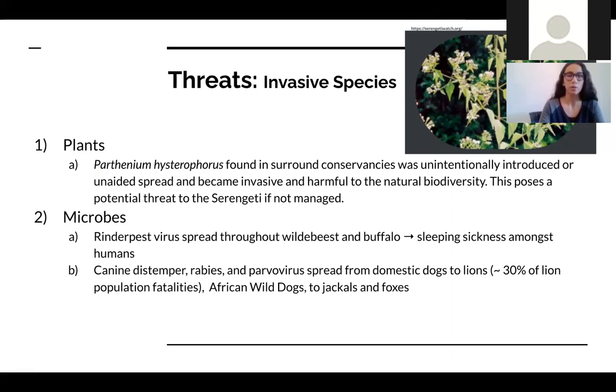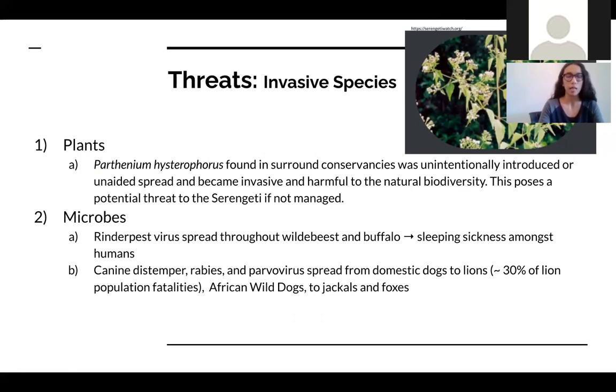This study has shown that while it can be managed, if it is not monitored, there is potential for Parthenium hysterophorus, as well as others, to become damaging to the Serengeti. Microbes have also been devastating in animal species, as in the 1900s, rinderpest virus spread throughout the wildebeest and buffalo, reducing the food source of many predators, then leading to sleeping sickness amongst humans, caused by tsetse flies spreading from wildebeest to cattle to humans.